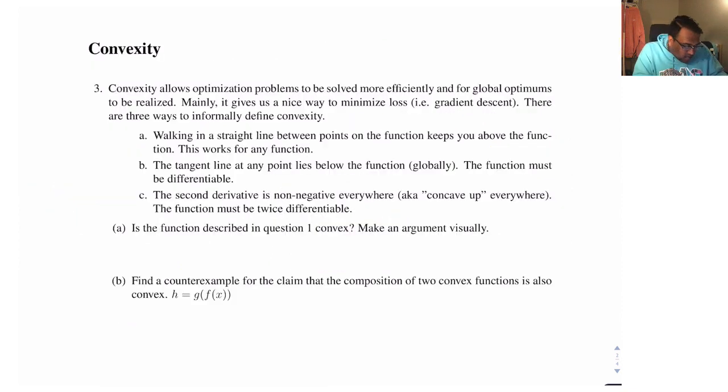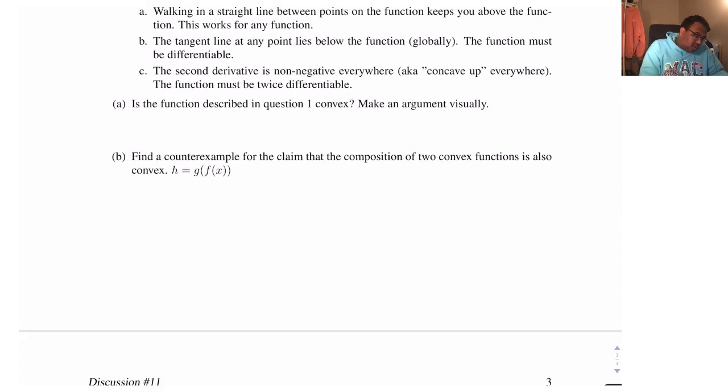So now in question 3, we're dealing with this idea of convexity. And so why is convexity important? Well, let's look at a little motivating example.